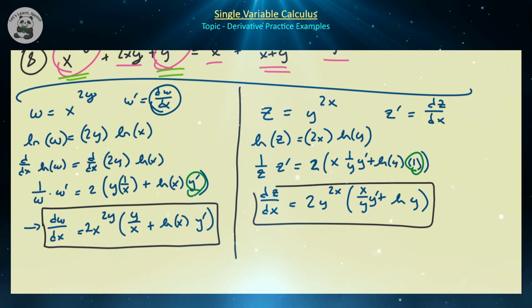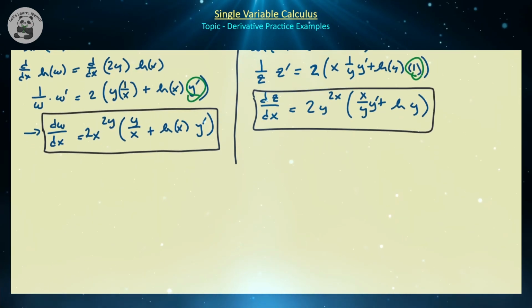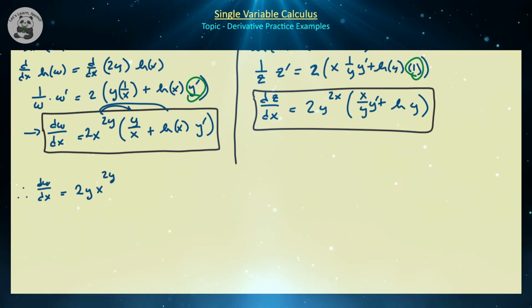All right, so that's the derivative of z with respect to x and the derivative of w with respect to x. Now we're going to be distributing these things here. So let's just get that over with. So let's distribute that. The derivative of w with respect to x is going to be equal to 2y x to the 2y, let's say minus 1, and then plus 2x to the 2y natural log of x times y prime.